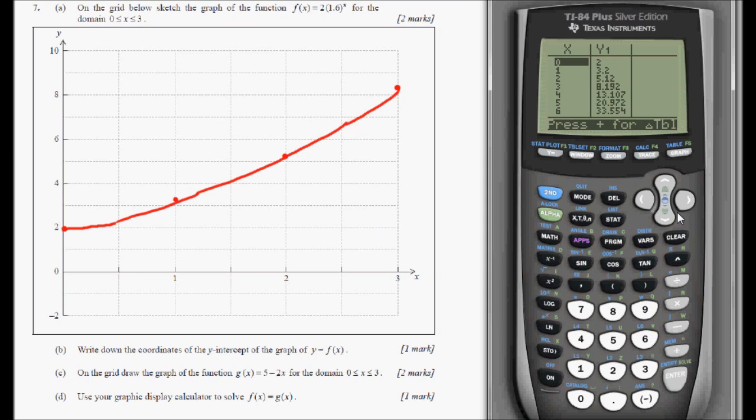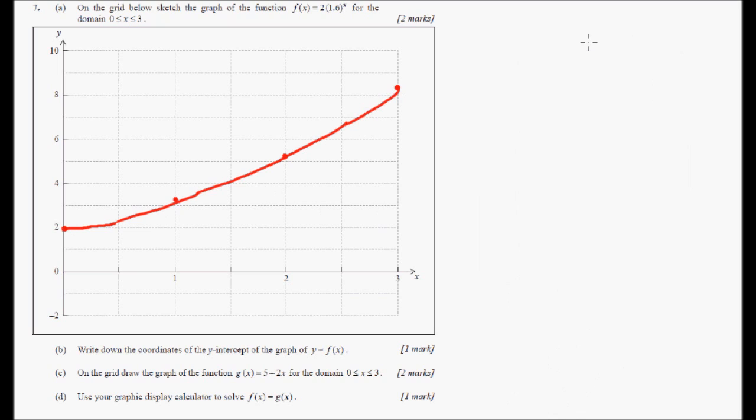Okay, so now it says write down the coordinates of the y-intercept of the graph of f of x. Well, okay, that's easy. It's right here. The y-intercept is (0, 2), and you'll see that it was (0, 2) there. So we're going to put (0, 2) right down here. All right, cool.